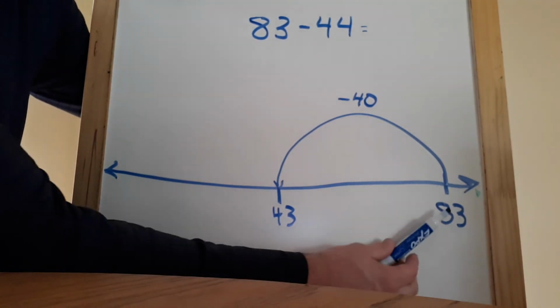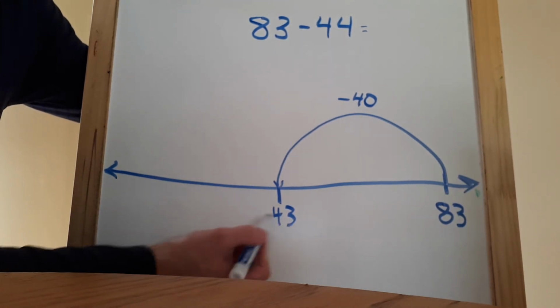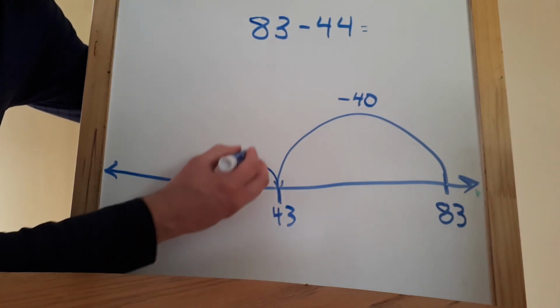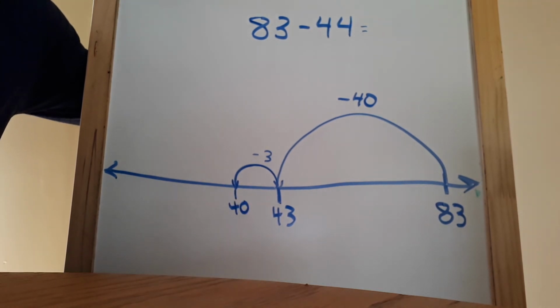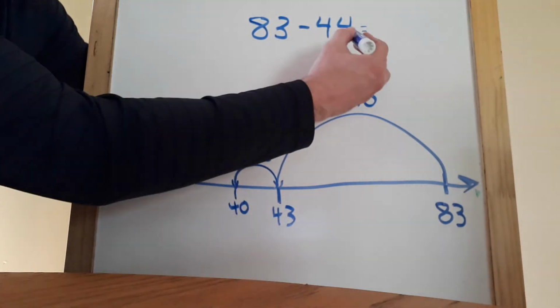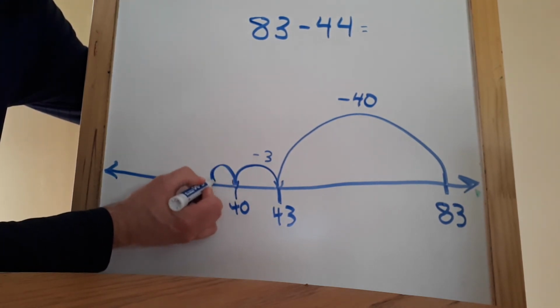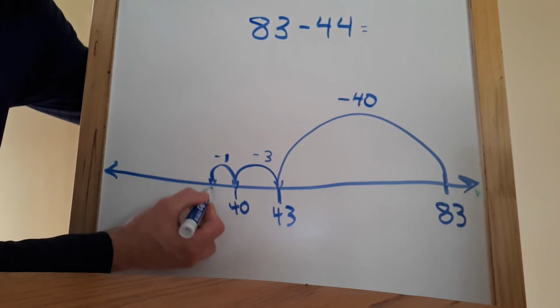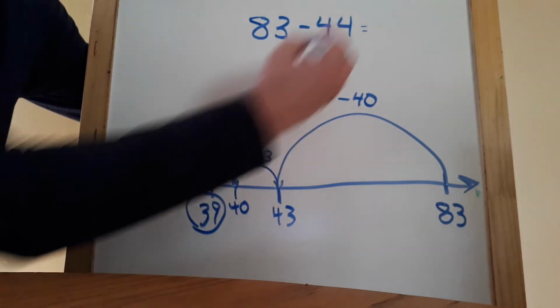All right, so I know that 83 minus 40 is 43, and now I have to take away my 4. Well, this time I'm going to make it a friendly number. If I take away 3 from 43, that's going to make me land at 40. That's a friendly number because it's easier to work from 40 than it is to work from 43. And I used 3 of my 4, so now I have to subtract 1 more. Subtracting 1 from 40 leaves me at 39. And that's my answer.